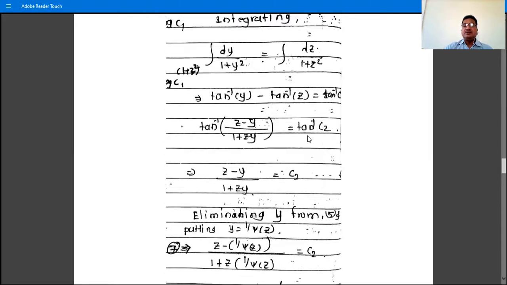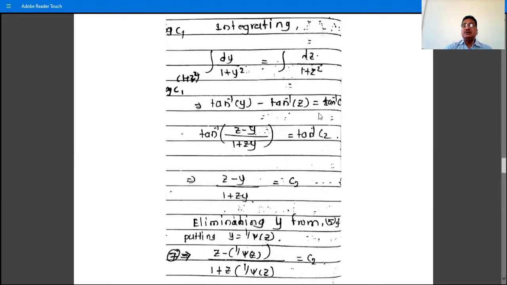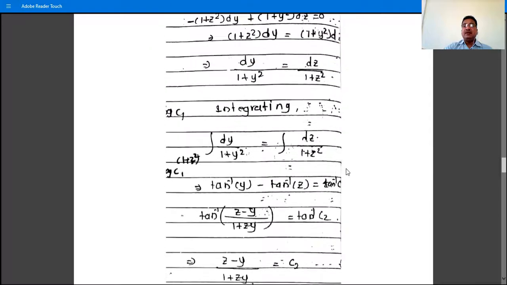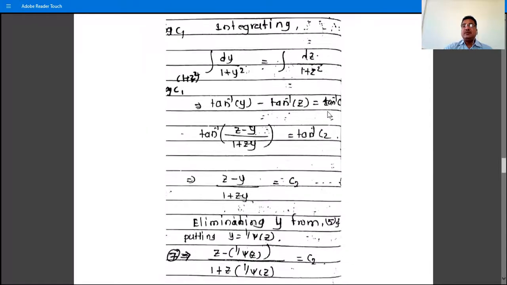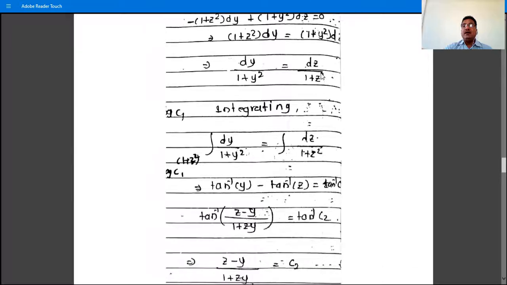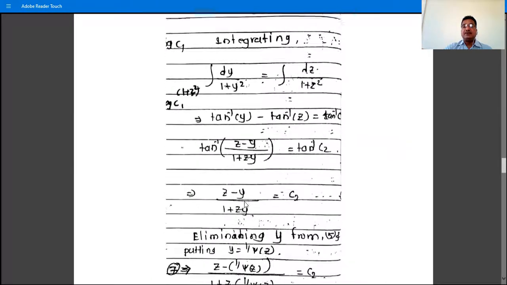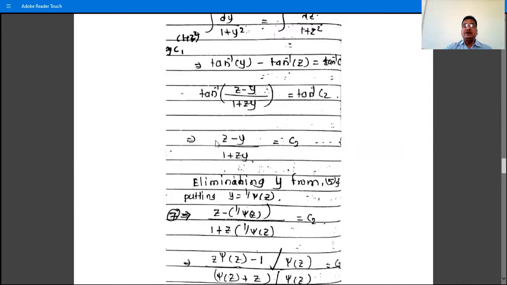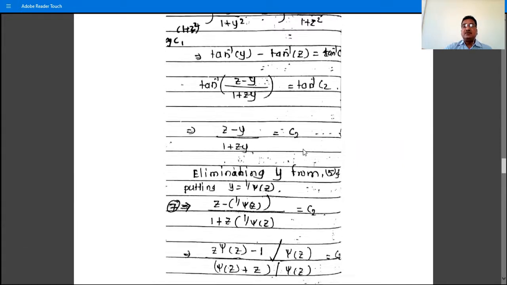Then cancel the tan inverse on both sides. Tan inverse C2 is the constant of integration. First adjust the constant C1 and then add the constant C2. So tan inverse C2 is the constant of integration. Then cancel the tan inverse on both sides. We have z minus y, or y minus z, divided by 1 plus z into y is equal to C2.